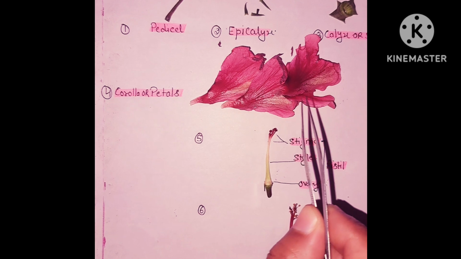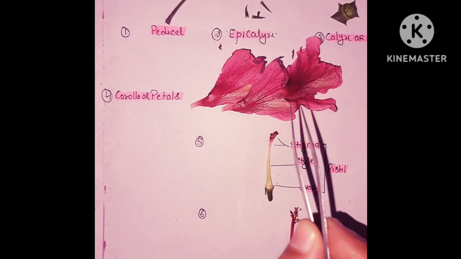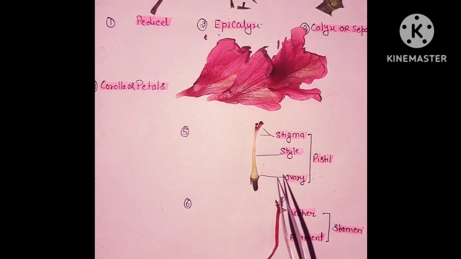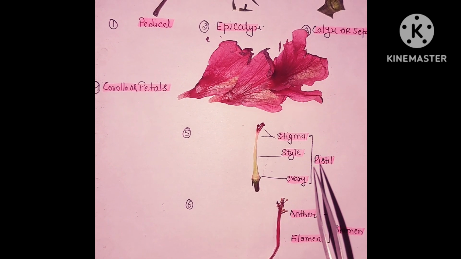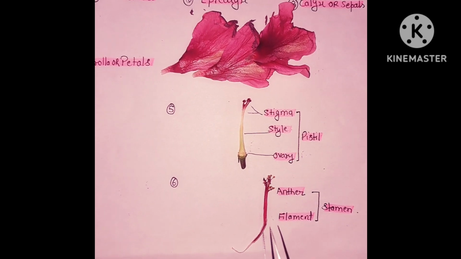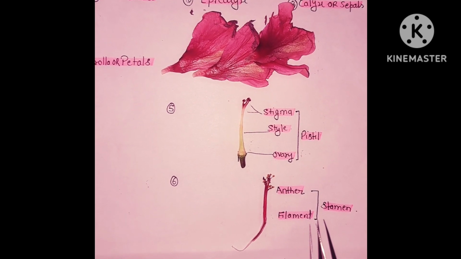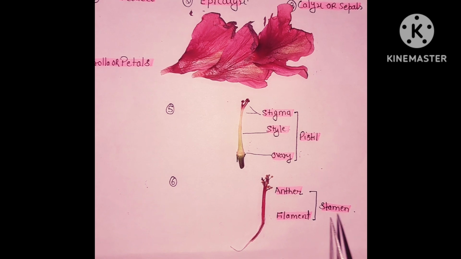All petals are collectively called as corolla, and this is female reproductive part that contain ovary, style and stigma, and collectively known as pistil, and this one is filament and anther, and this is male part of the flower and collectively called as stamen.